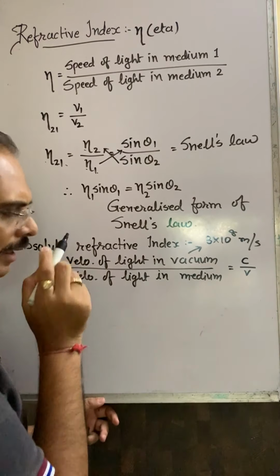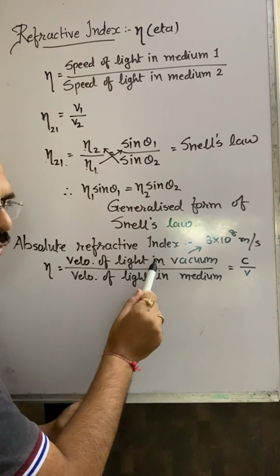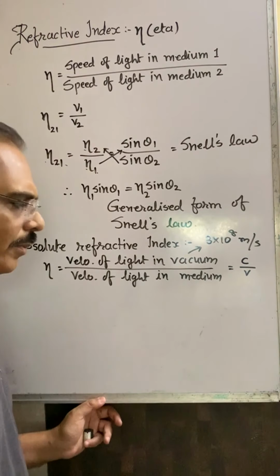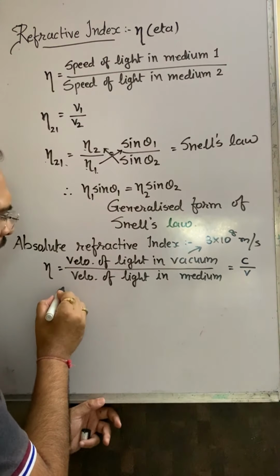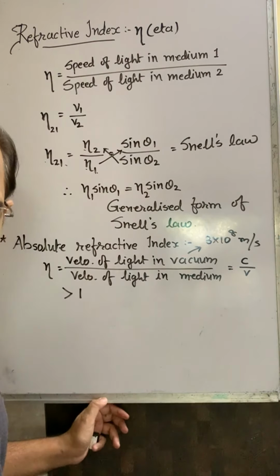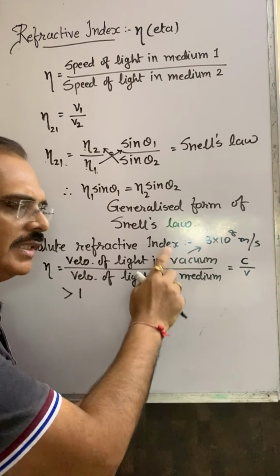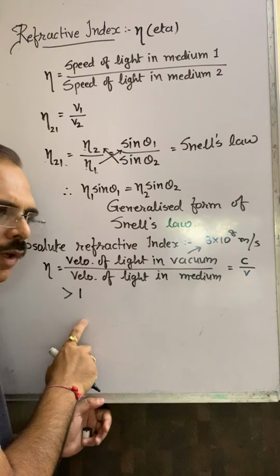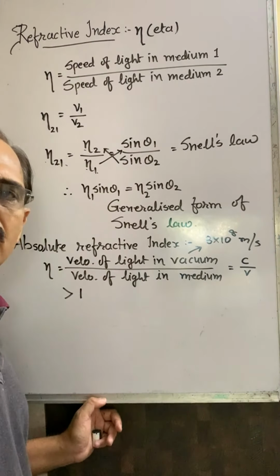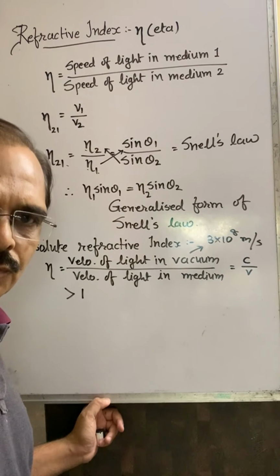So according to maths, the numerator of this ratio is always bigger than the denominator. If the numerator is bigger, the division is always greater than 1. So the absolute refractive index of any medium is always greater than 1. This is a one line objective: true or false? It is true.